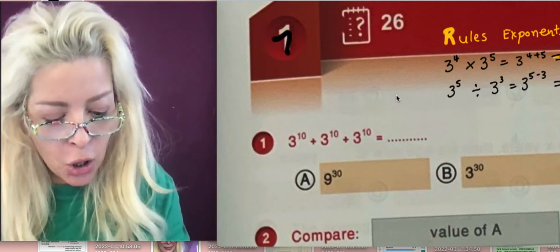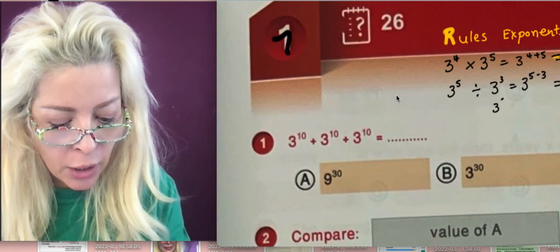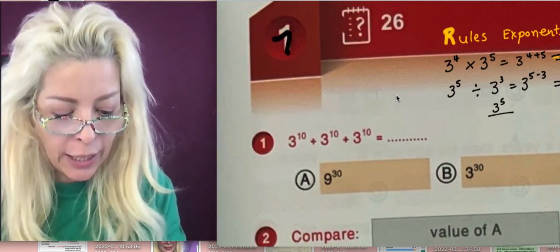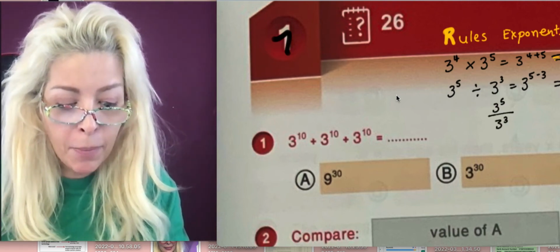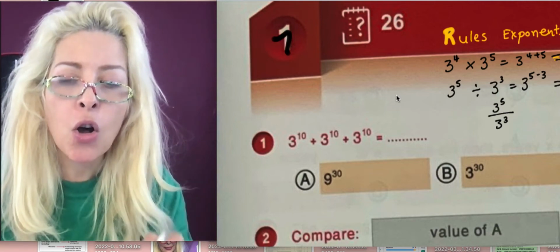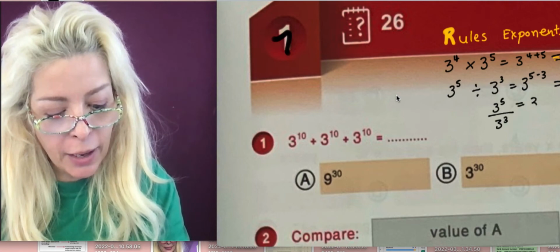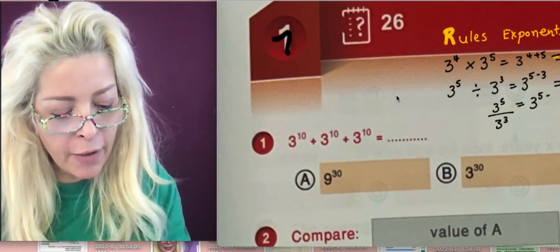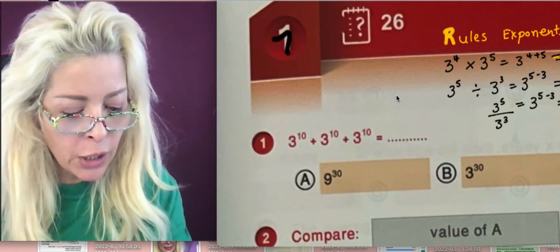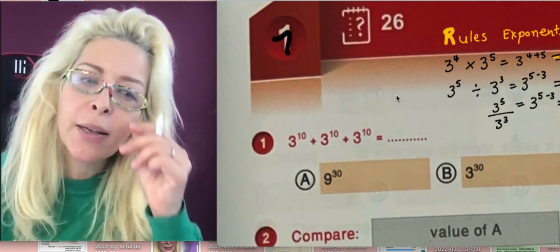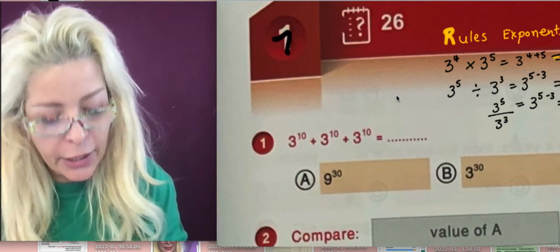Oh, by the way, you might see division like this also. Remember, fractions are also division. So this will give you the same thing. 5 minus 3 is 3 to the power of 2. Okay? So that's the next rule.